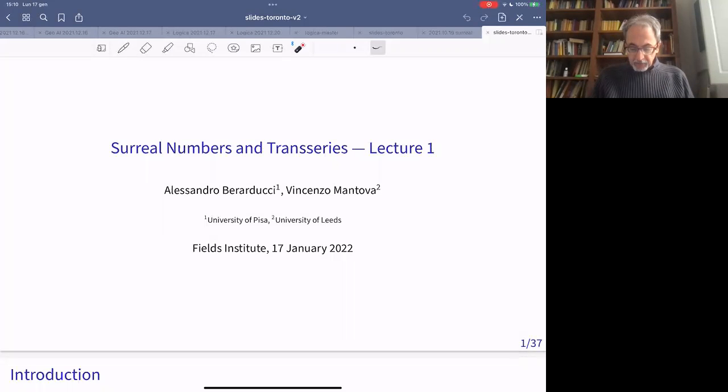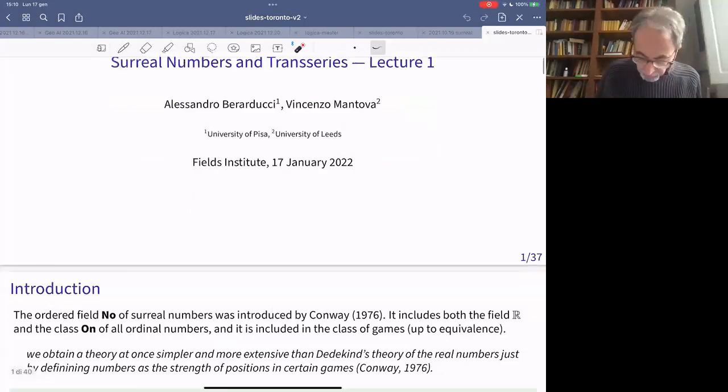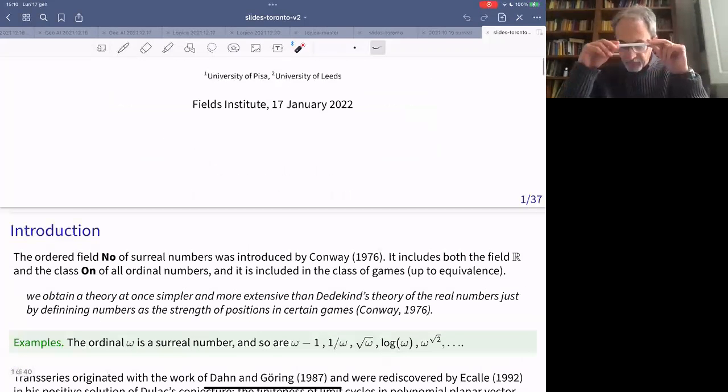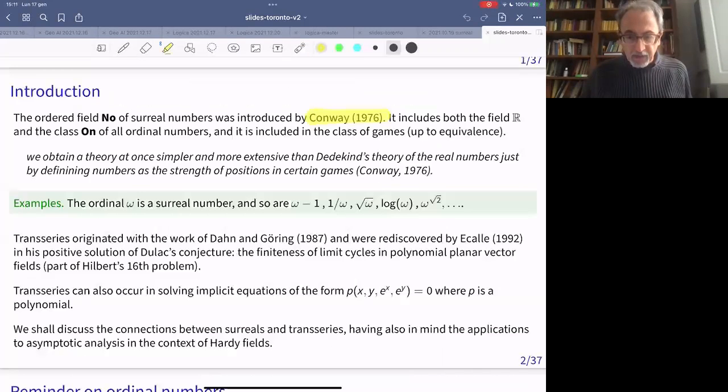Okay, so let me just start. So what are the surreal numbers? Surreal numbers have been invented by Conway in the 70s. Originally, they were invented to study combinatorial games like Go or chess. Indeed, surreal numbers are included in a larger class of objects called games, which indeed include all these combinatorial games.